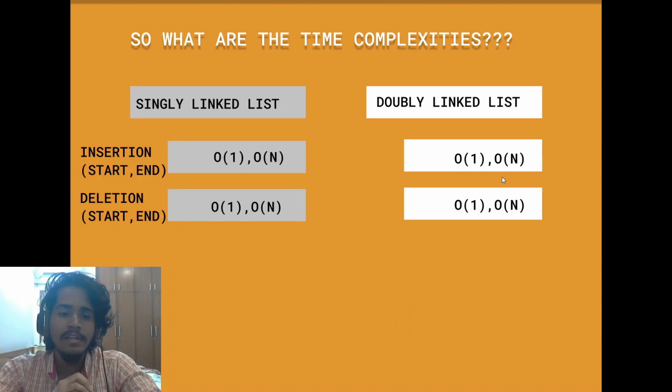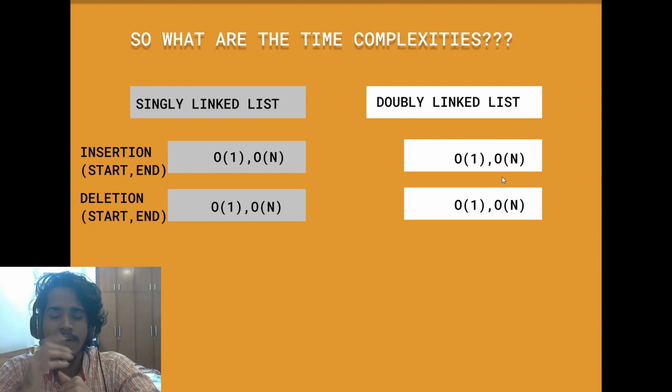For a singly linked list, insertion at the start, that is the beginning, is O of 1, because we are just inserting the new node, making the head point to the new node, and the new node's next is the rest of the list. Similarly for deletion, it's O of 1. For insertion at the end of the list or anywhere in between, it's O of n, because we'll have to iterate the nodes till we reach the target node, and then insert or delete it. So it's O of n.